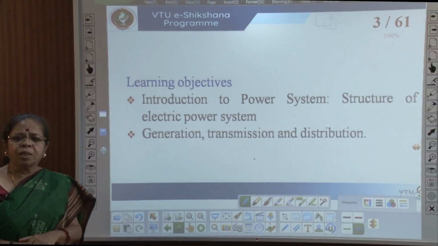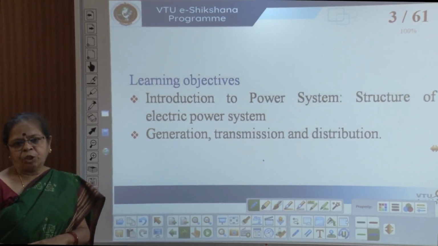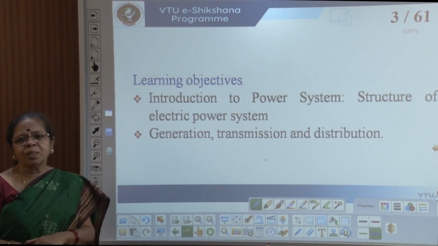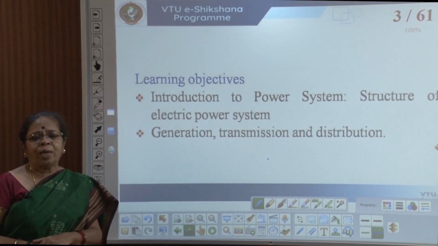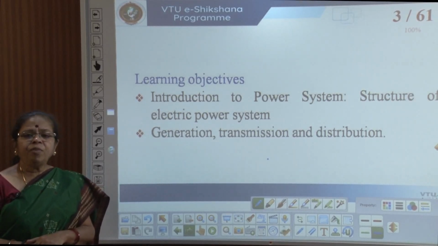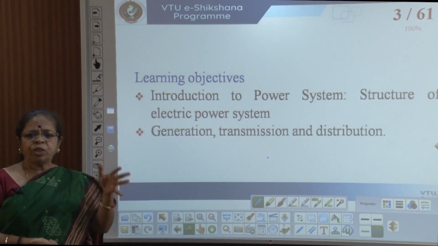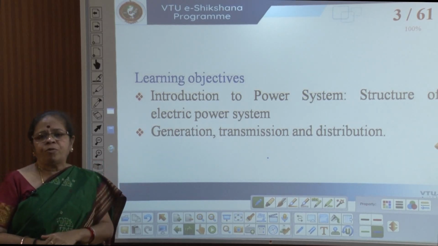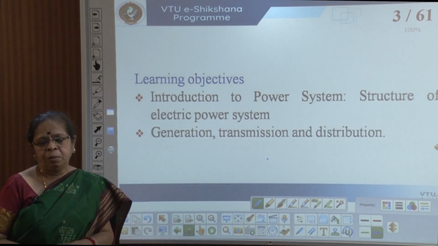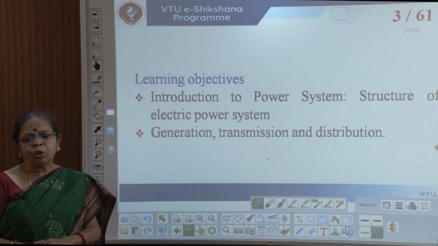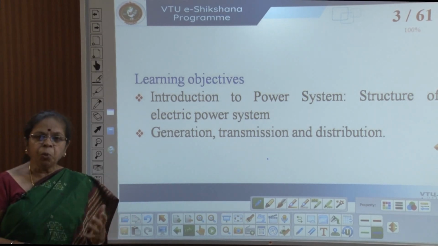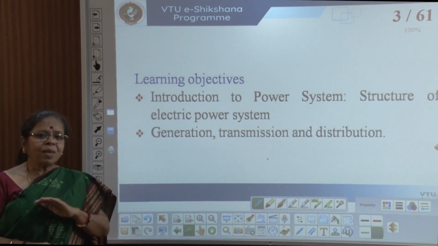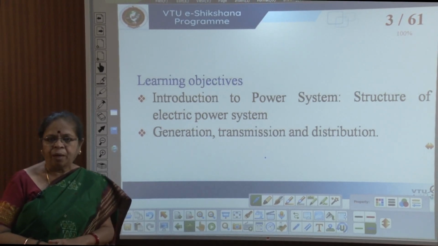Now, what are the learning objectives of this session? First, we will study the introduction to the power system and the structure of the electric power system. And we will study different concepts of generation, transmission and distribution. You already know about different ways of generating electric power. So we have thermal generation, hydel generation, nuclear, solar, wind, bio and so on. So we will not be dealing with the concepts of generation here.